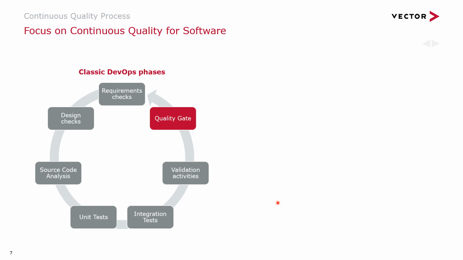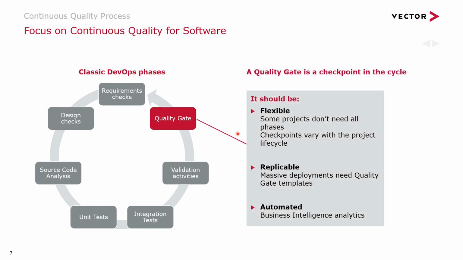So if we focus on software quality production, in a classic DevOps phase, you are going to have some checks which come from requirement management, design, source code, test, validation. But we are going to introduce a step called quality gate. So in short, quality gate is a checkpoint or an alert. What you want a quality gate to be is to be flexible, because obviously not all projects have all these phases. Some are just beginning, some are at the end, etc. So you must be able to pick and choose what your quality gate is going to verify.